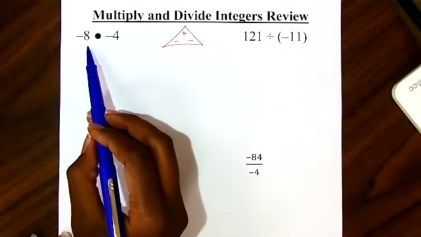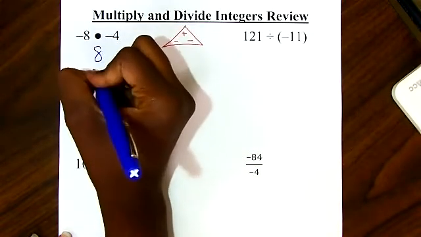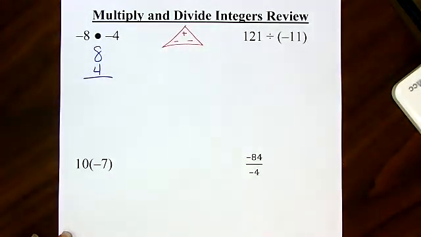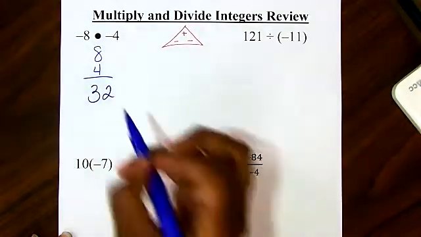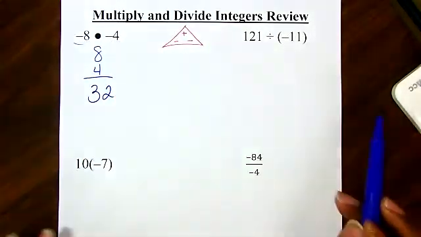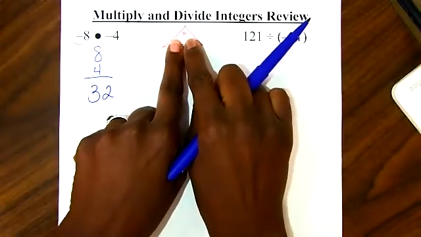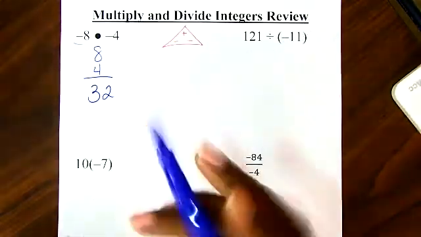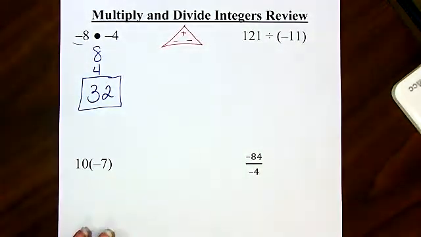So let's start off with multiplying. Remember, the dot means to multiply. So multiply like normal. What's 8 times 4? If you said 32, you are correct. Now I go back and look at my signs. I have a negative and I have a negative. So if I use my sleepy triangle, a negative and a negative means I will have a positive answer. So 32 will be my final answer here.